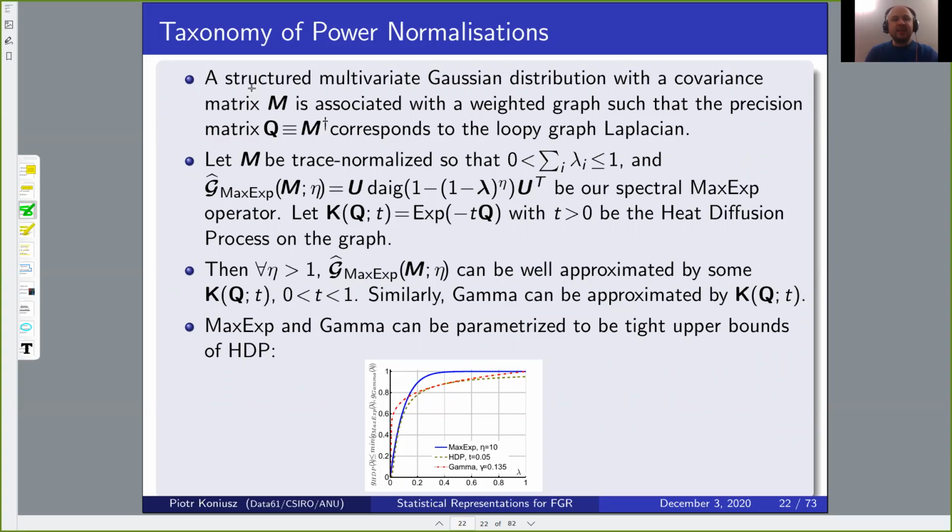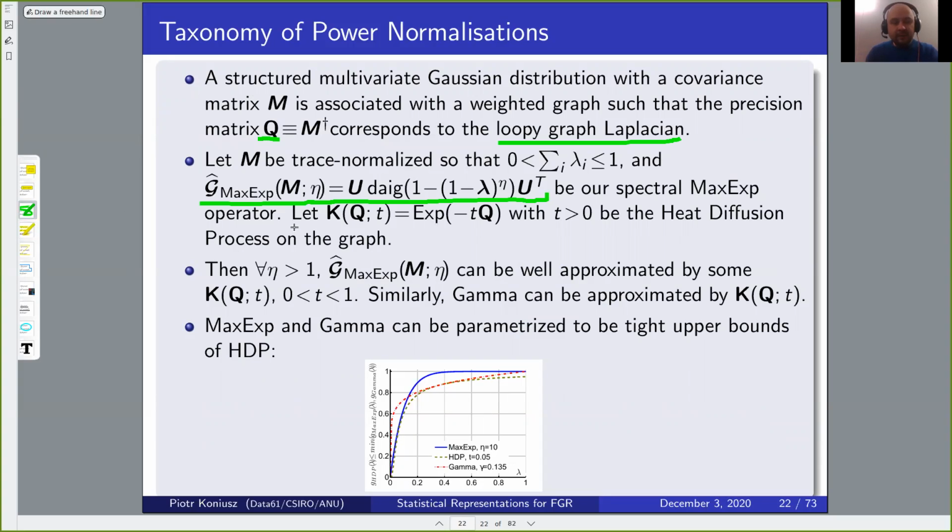To explain this, assume that we have a multivariate Gaussian distribution captured by covariance, denoted as M. With each M, we have an associated precision matrix Q, which corresponds to the so-called loopy graph Laplacian. Just to simplify computations, assume that M is trace normalized, and the spectral max_exp is given by this function over here.